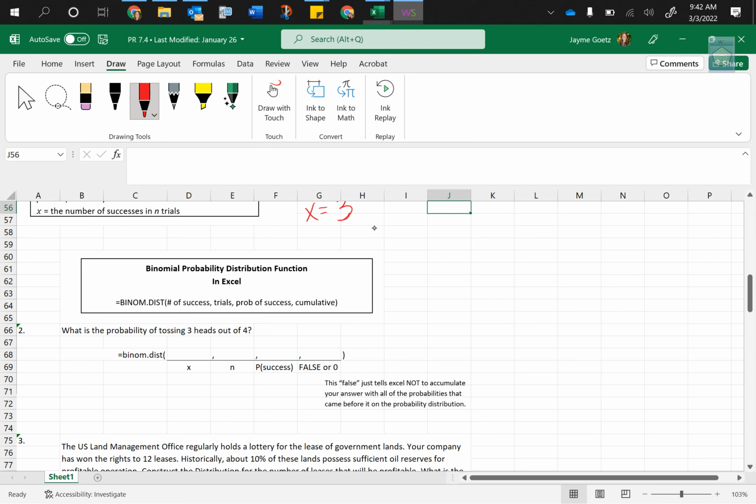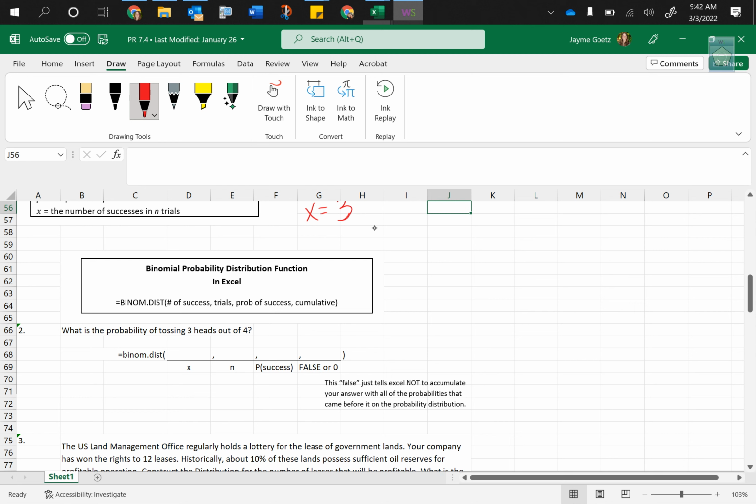Then we want my n value, the total number of trials that we're going to have. How many trials do we have here? 4. Next, they want your p-value, the probability of success. And what did we say the probability of success was? 0.5. And then the last value is very important. The last value, we want you to put false or 0.